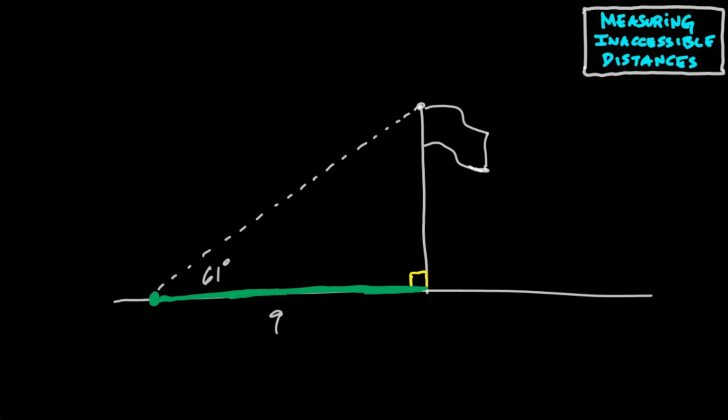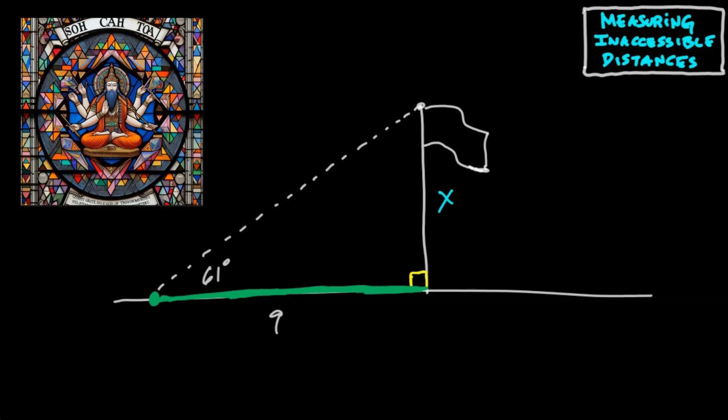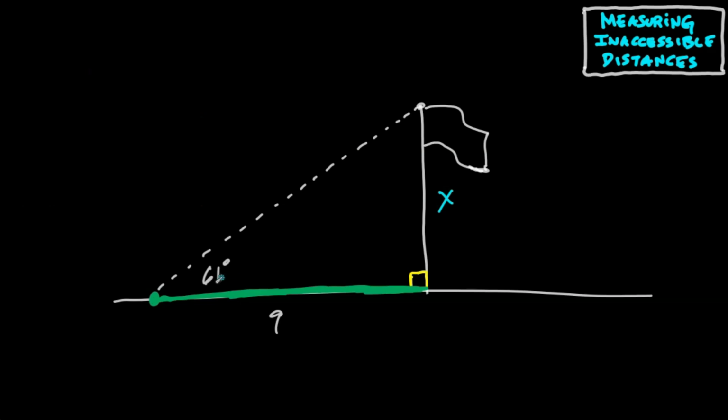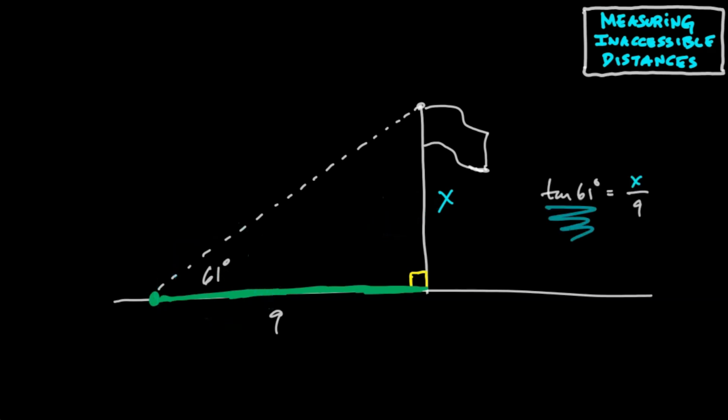So from here, you could either give it a name, call it X, and pray to SOH CAH TOA, and he will tell you what to do. Namely, he will tell you that since you know this acute angle, and you know the opposite leg and the adjacent leg, you want TOA, tangent. So tangent of 61 degrees is X over 9, which means X is 9 times tangent of 61 degrees, which is about 16.2 feet.